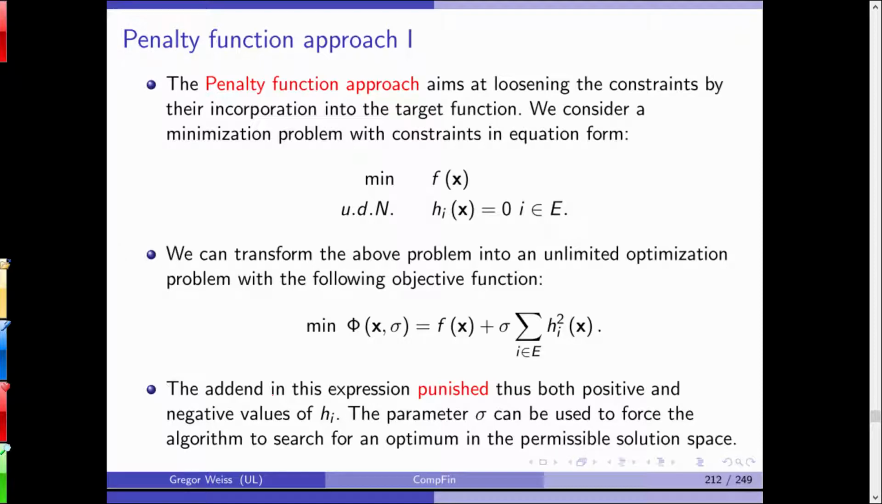What you do is, if, for example, you want to minimize f subject to hi equal to 0, you can transform this into one simple function. You now define a function phi of x and sigma that is defined as f of x plus sigma times hi squared at the vector x. Now, what does this mean? Why is phi defined in such a way?